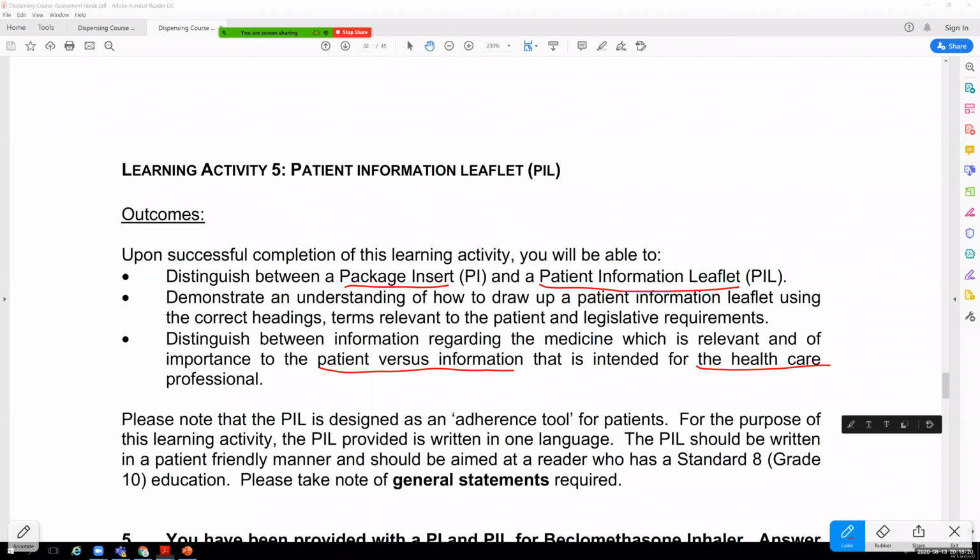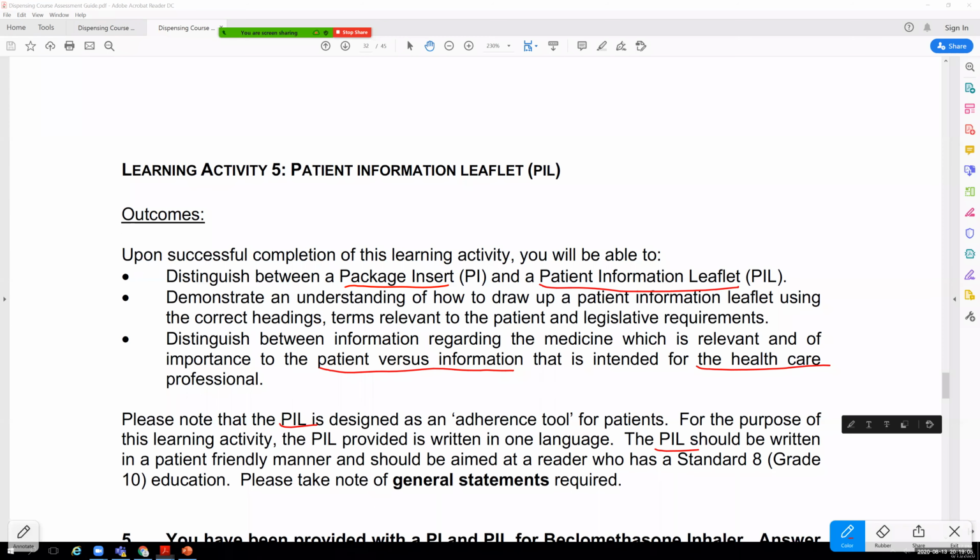It's very important that you know that a patient information leaflet is designed for adherence, for patients. For the purpose of this learning activity, a patient information leaflet is provided, and it is in one language. But remember the legal requirement that it must be in at least 2 languages. These are the things you will get during your summative assessment. Your patient information leaflet is written for a patient, not for a health worker.